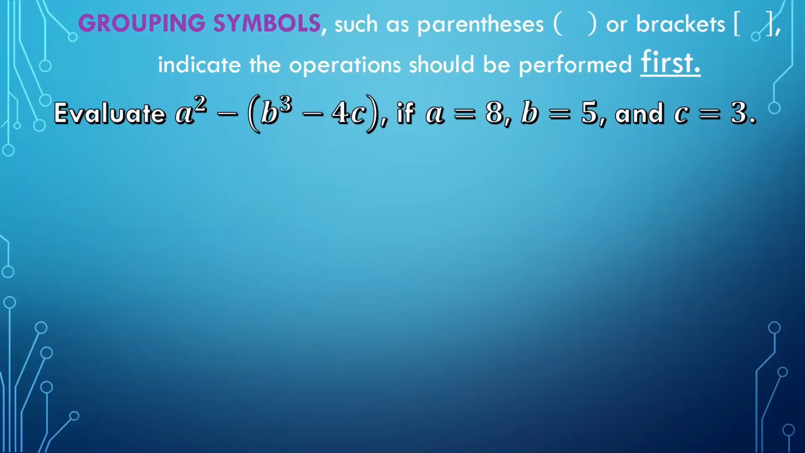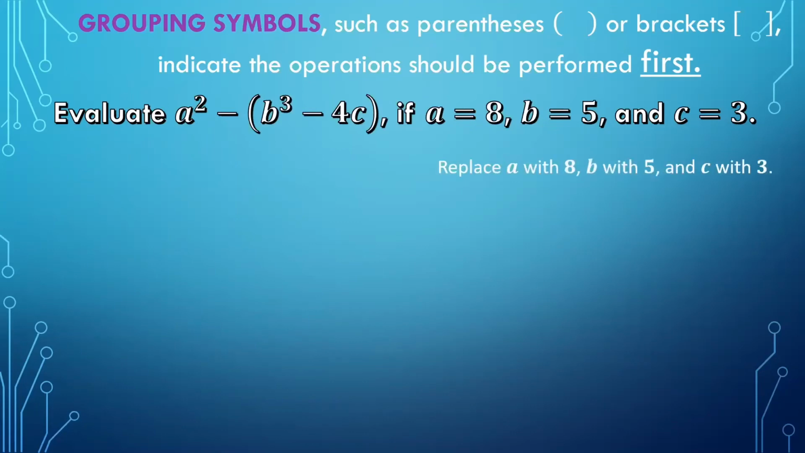So here's my next topic, grouping symbols. Grouping symbols are parentheses, and you'll even see brackets. Brackets will come into play when you have multiple parentheses. So what does this mean? Well, here's what we're going to evaluate: a squared minus (b cubed minus 4c).